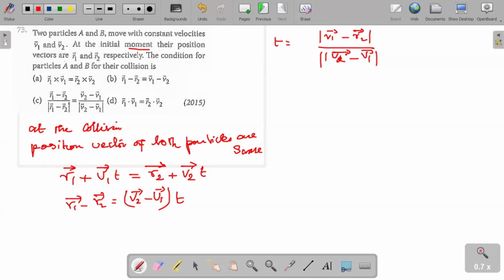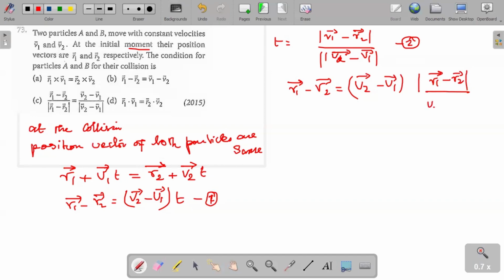Now take that t and put it in equation 1. That's all. Substitute 2 in 1. r1 vector minus r2 vector equals v2 vector minus v1 vector into modulus of r1 vector minus r2 vector divided by modulus of v2 vector minus v1 vector.